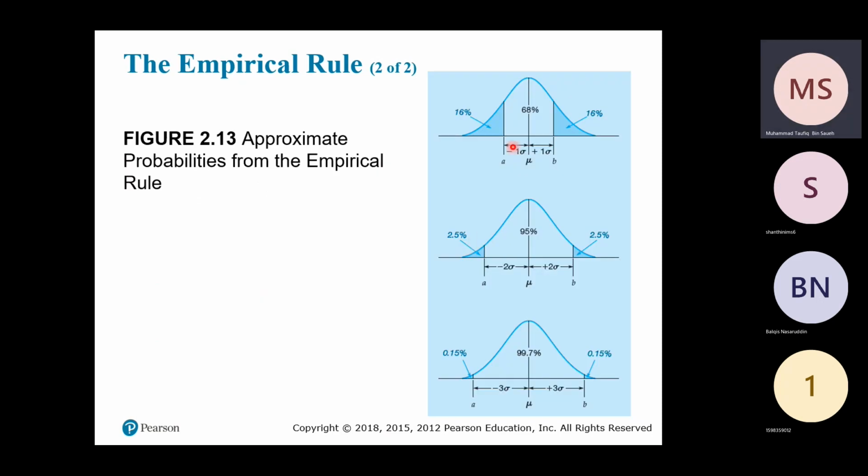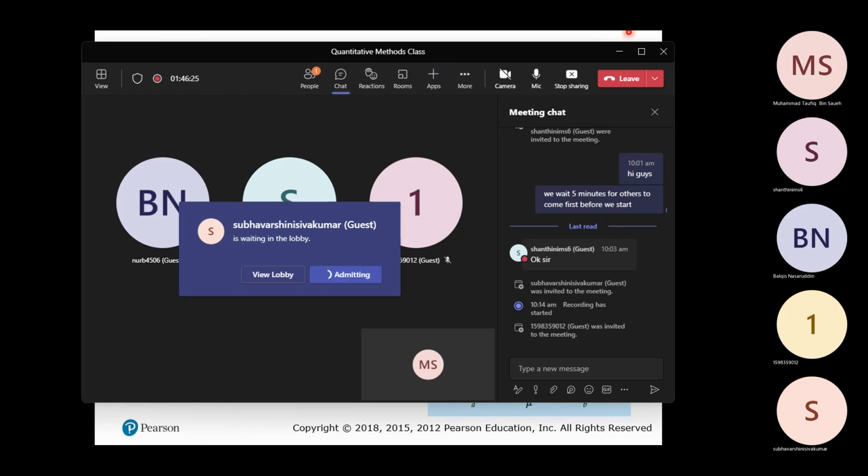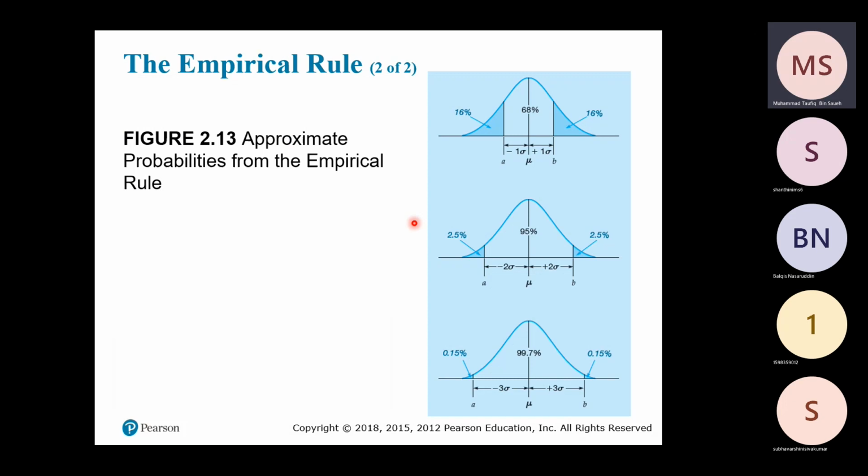So this figure shows you the rule that we already taught. This is your mean, and this is your standard deviation. The upper limit and the lower limit of your standard deviation will contain 68% of your data. 68% of your data will be here. And then on the left side you have 16% of your data, and on the right side you have 16% of your data.